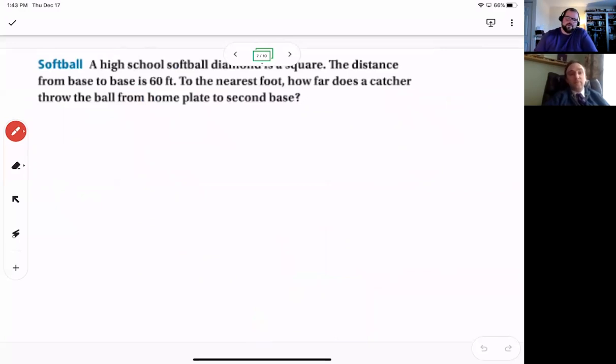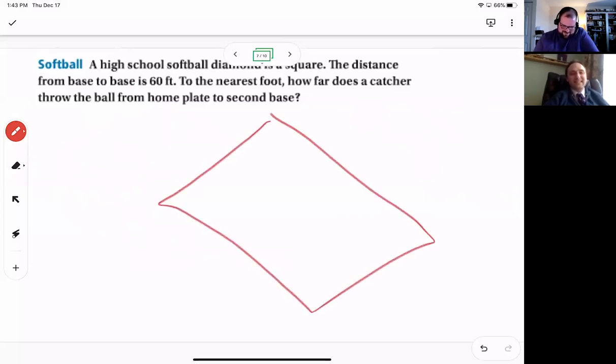All right, so we've got a softball diamond is a square. That's a weird sentence. A diamond is a square. It is. The distance from base to base is 60 feet. To the nearest foot, how far does a catcher throw the ball from home plate to second base?